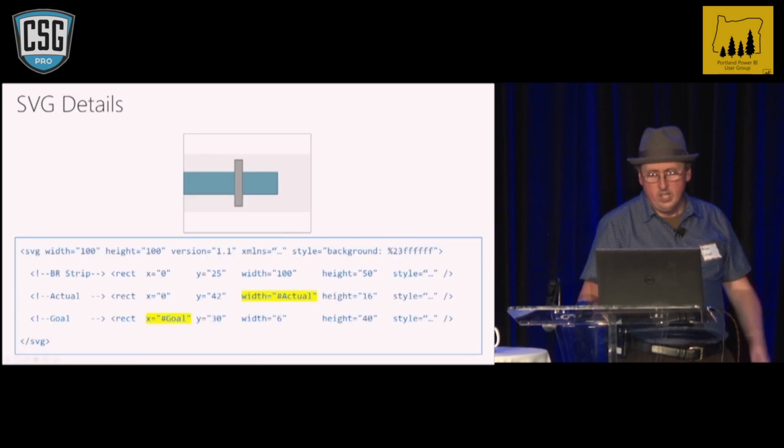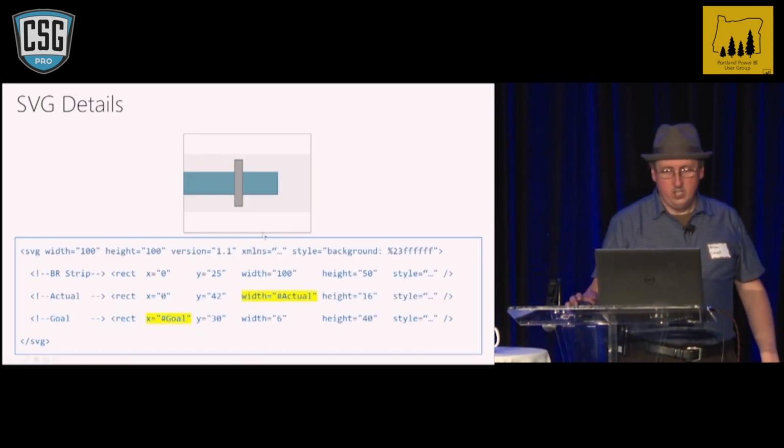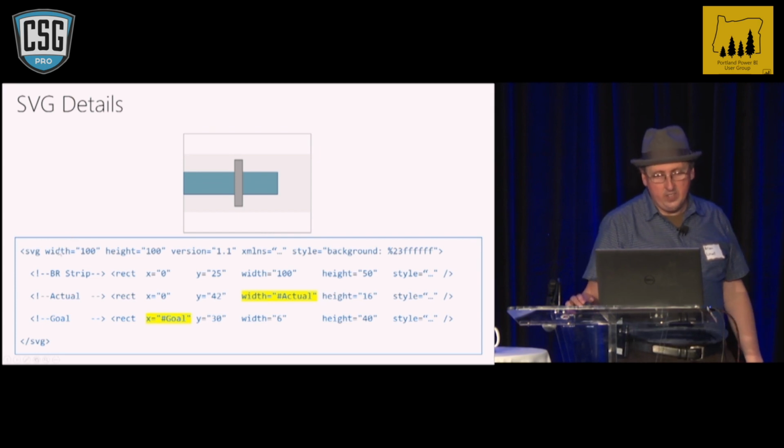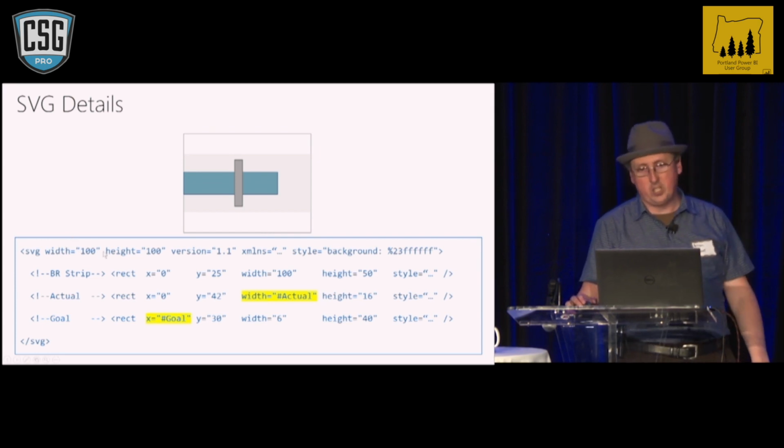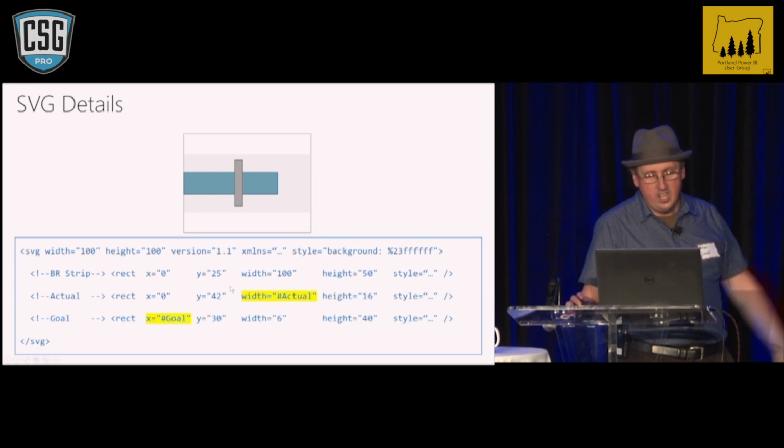Okay? So how are we going to build this thing? Well, we're going to start with this SVG snippet down here, right, where we've got the canvas. We've set it to 100 by 100 pixels, make our math easy. And we've got three shapes inside there. We've got a background strip, which is that little thing right there. That's pretty easy. It's just a rectangle that starts at 0 by 25, 100 by 50 pixels. Then for the actual, that corresponds to this blue bar.